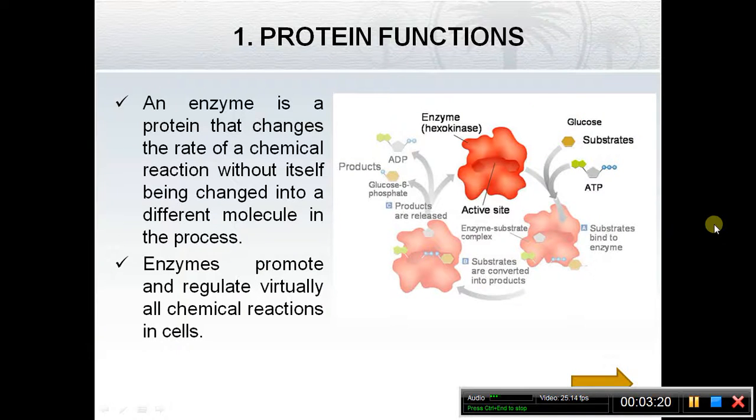An enzyme is a protein that changes the rate of a chemical reaction without being changed into different molecules in the process. Enzymes promote and regulate virtually all chemical reactions in cells.